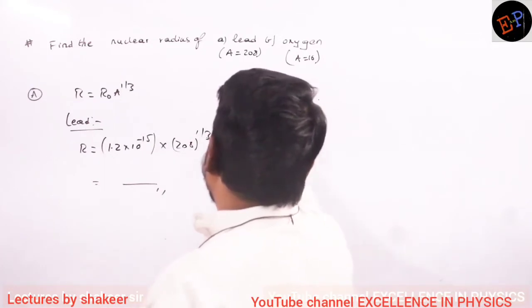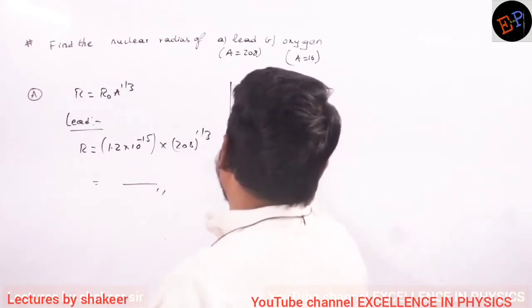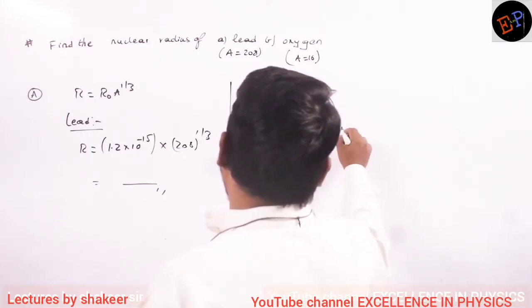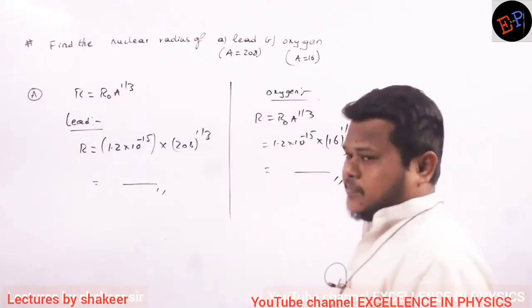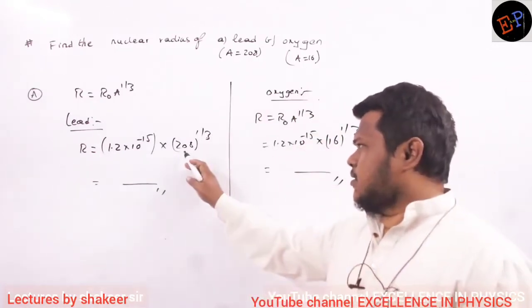So again R is equals to R naught A power 1 by 3. R naught is 1.2 into 10 power minus 15 multiplied by mass number of oxygen, 16 power 1 by 3. So just do this calculation. Clear now? And these values you can take approximately.